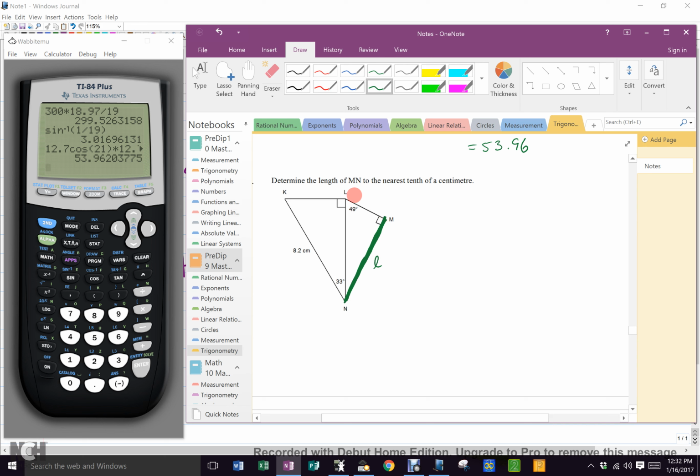I must need another side. What is the side that I will be able to find? Is it LM or LN? Which is it, Carlin? LN, as in nice one. Because this is the side you can find. Why?